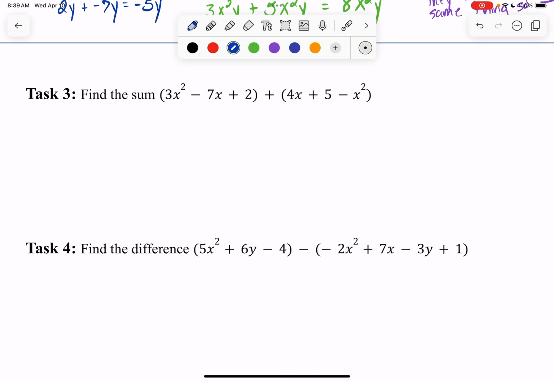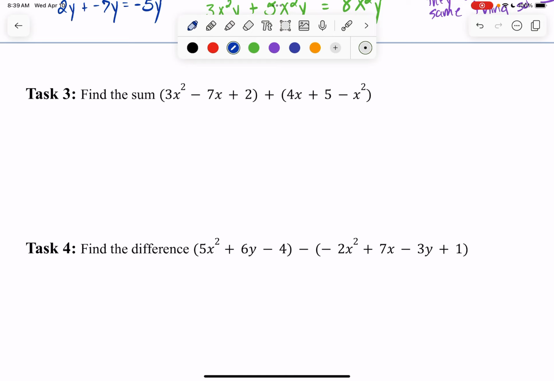Okay, the book shows a vertical method. I don't use that method. It tends to be A, take more time, and B, not as useful when we get into Algebra 2 and higher level math. So I'm not even going to show that one because the horizontal method always works. So first we identify like terms and we add them.